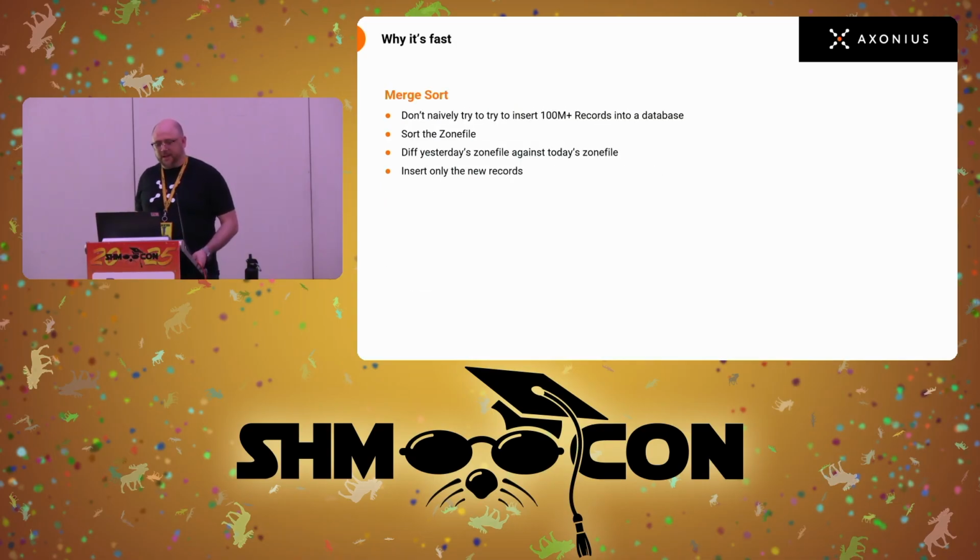Why it's fast. So before we mentioned the inserting into the database was super slow. There's actually a better approach to it. You download each zone file, you sort it, you can compare it against yesterday's. It's basically a merge sort. So you just diff it. So if there's something in the new file that's not in the old file, you just add that to a list. It's much smaller. The insert in the database goes in minutes versus weeks.